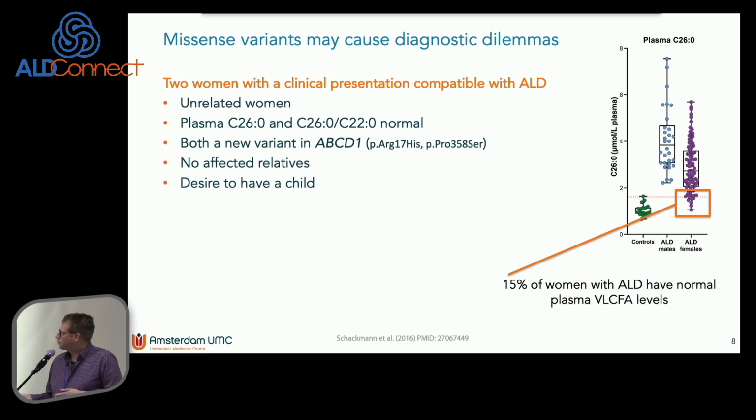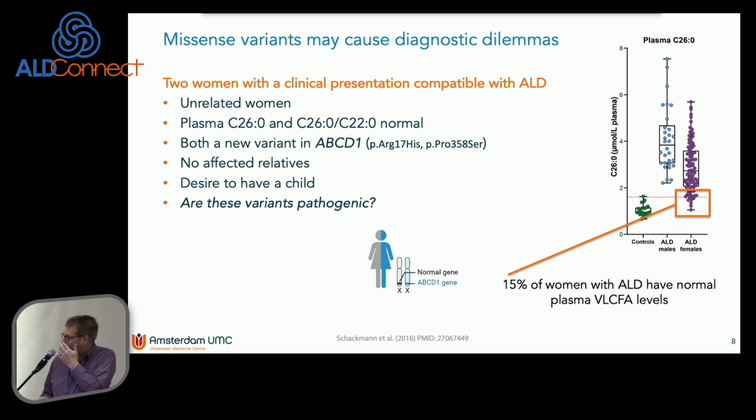So when these tests were done in these women, the results are shown here. Both of these women had a new variant, a missense variant in the ABCD1 gene. They didn't have any affected relatives, but one of the women wanted to start a family and have a child. But she said, well, if I have an inheritable disease, I don't want to get pregnant. If I have MS or another acquired disease, I may decide that I want to have a child. So we said, well, we have to solve this. So the question was, are these variants pathogenic?